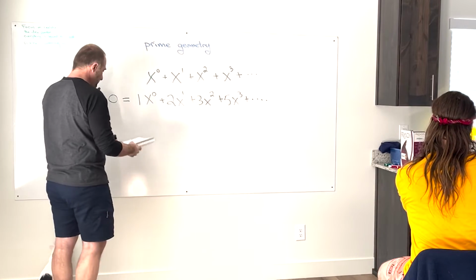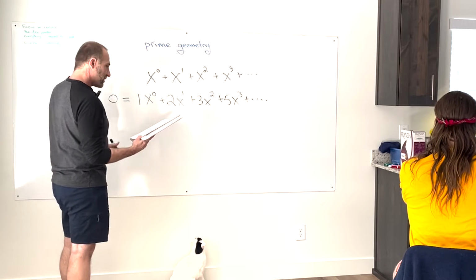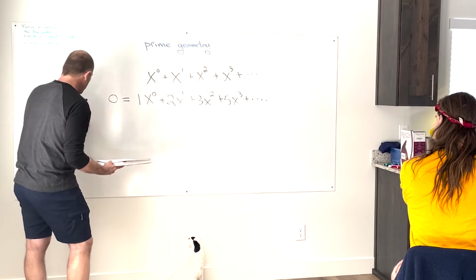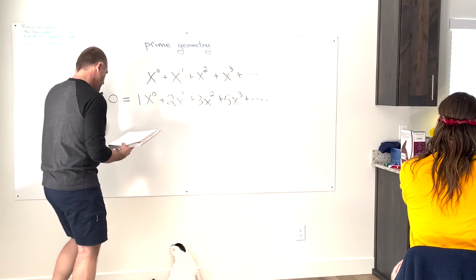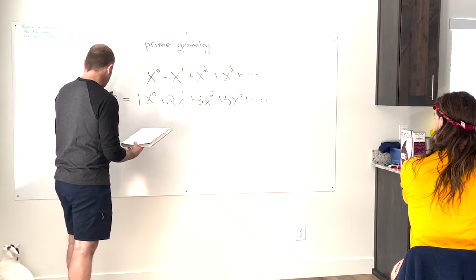Since it doesn't recognize 1 as the 0th prime, the easiest way to write this is to move the 1 over: minus 1, because x to the 0 is going to be 1 also. Minus 1 equals 0.